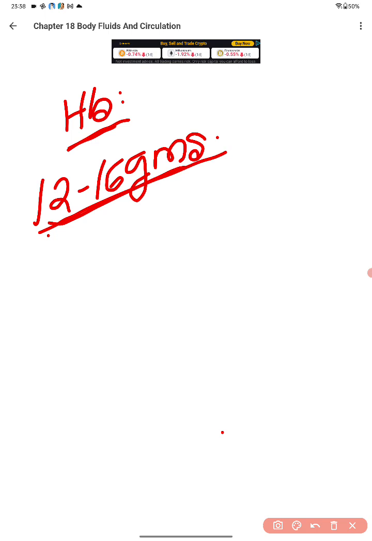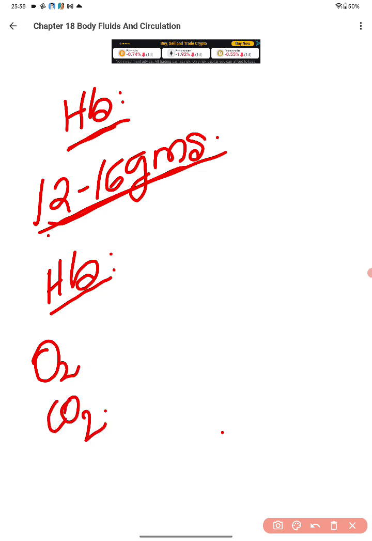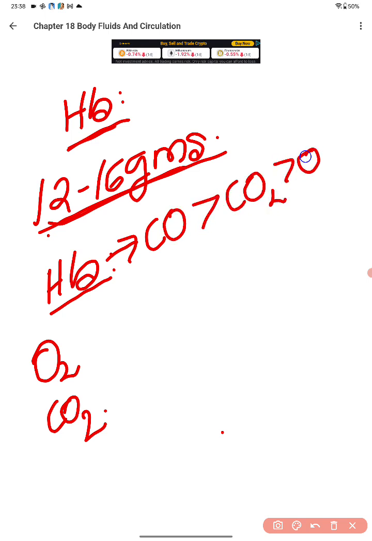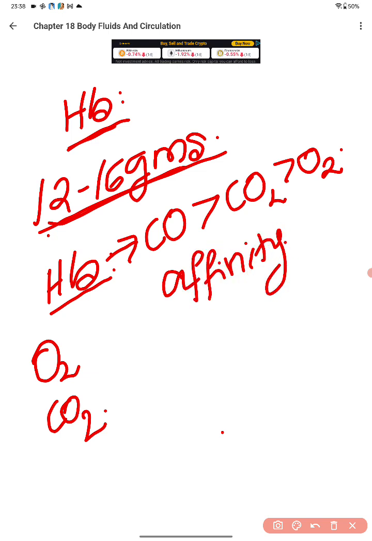Talking about the functions of hemoglobin, hemoglobin has a role in transport of gases, oxygen and carbon dioxide. Hemoglobin has highest affinity for carbon monoxide, then carbon dioxide, and then oxygen. This is the affinity of hemoglobin. Note it down, it's very useful. Later I will talk about carbon monoxide poisoning.